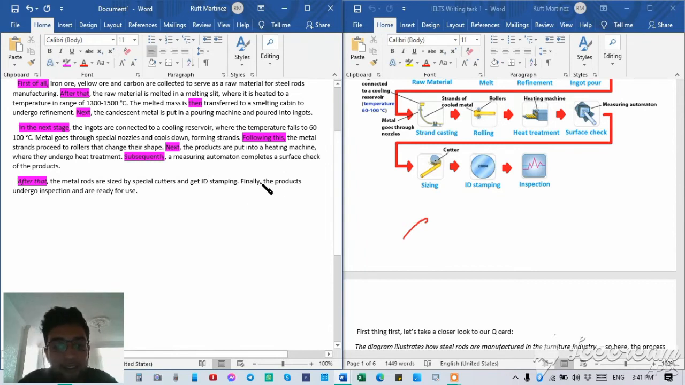And finally, another connector. The products undergo again in... I don't know what to write. I don't know how to describe. Just say undergo inspection. Are ready for use.